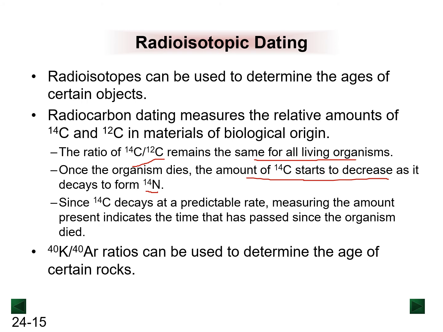Since carbon-14 decays at a predictable rate, measuring the amount present indicates the time that has passed since the organism died, meaning that the difference between the carbon-12 and carbon-14 ratio in that organism and the ratio in living organisms reflects the time elapsed since the organism died. To determine the age of objects that don't contain carbon, different isotopes can be used. For example, the potassium-40 and argon-40 ratio can be used to determine the age of certain rocks.